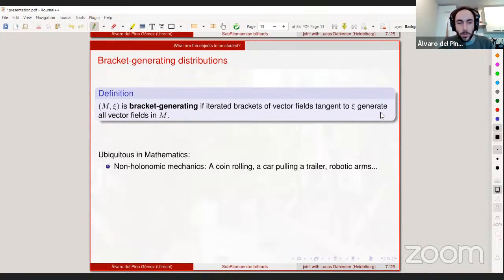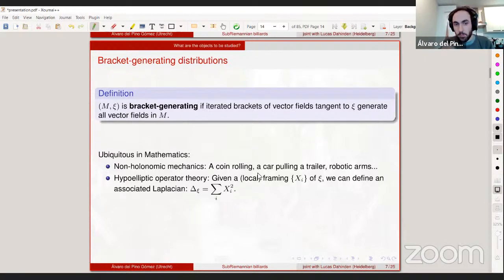And there are a few examples here. My mechanical or physical motivation from before is what is called the basics of non-holonomic mechanics. For instance, the example we just saw basically models a coin rolling on the plane. But there are many more examples, of course. This also appears in PDEs. Let me not spend too much time here. What I'm saying is, if you take a framing of the distribution, then you can differentiate twice along such a framing. This is some sort of Laplacian looking object, but it's not a Laplacian because it's not differentiating against all directions. It's not elliptic, but it still behaves quite nicely. For instance, if the manifold is compact, this is still Fredholm, and you can compute the index.